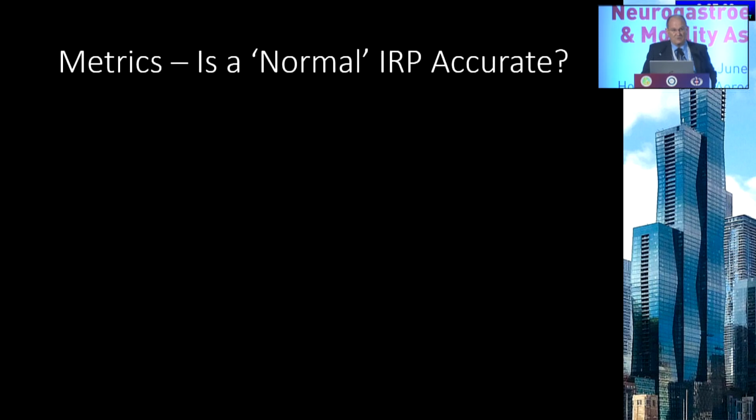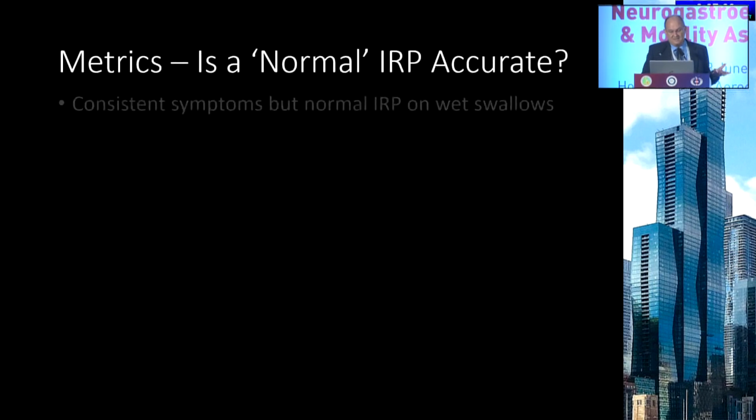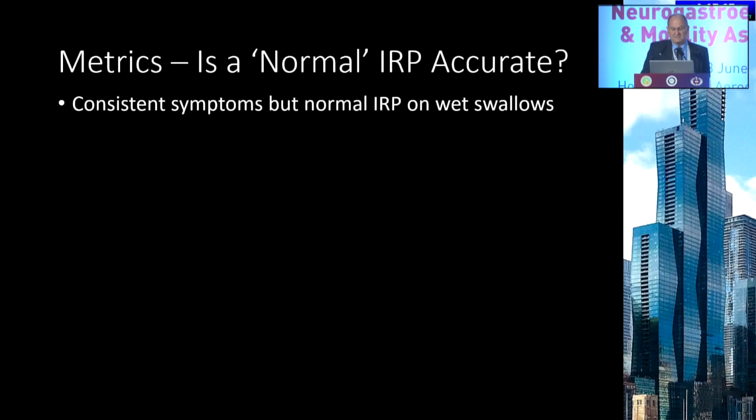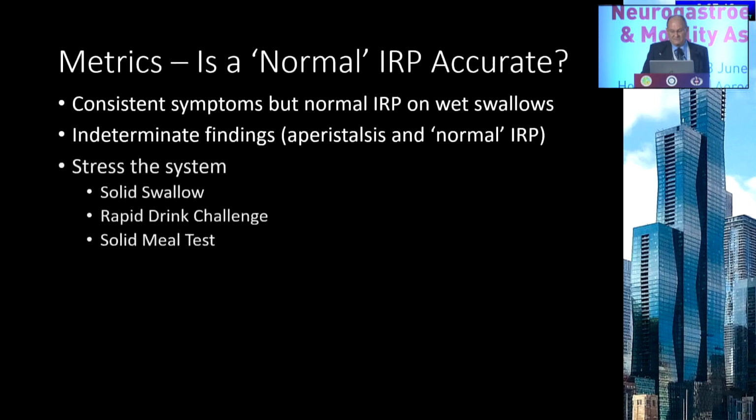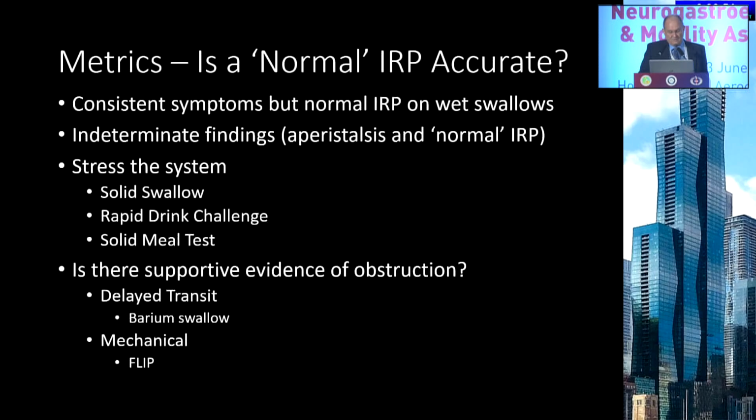Another issue might be, the patient has a normal IRP. Is that really the case? We'd say, well, the patient has consistent symptoms, but they have a normal IRP. Is their relaxation really normal? Or perhaps there are indeterminate findings. So the patient has aperistalsis, but the IRP is measured on the wet swallows as falling in the normal range. And this is where we might stress the system using our solid swallows, perhaps our rapid drink challenge or our solid meal, to try to bring out an abnormality that may not have been evident on the standard part of the study. And then we can look, is there other evidence of obstruction, of delayed transit or mechanical.